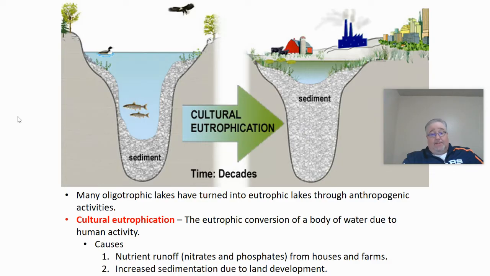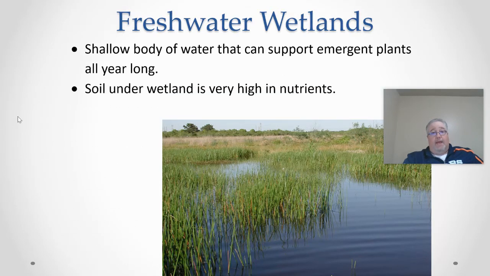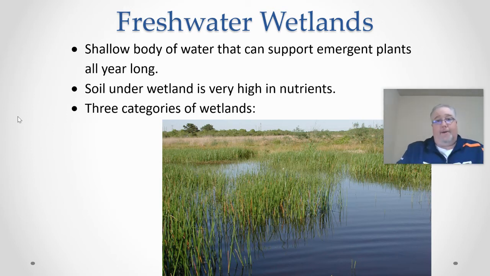All right, wetlands. This is kind of the last one I want to talk about today. A wetland is a shallow body of water that can support emergent plants all year. So shallow is kind of a key thing here. This is not deep. Most of the time this is going to be just maybe a couple of feet, but throughout the entire body of water, emergent plants. So these are plants that can root themselves on the bottom and they can grow through the surface. That's typically what a wetland is.